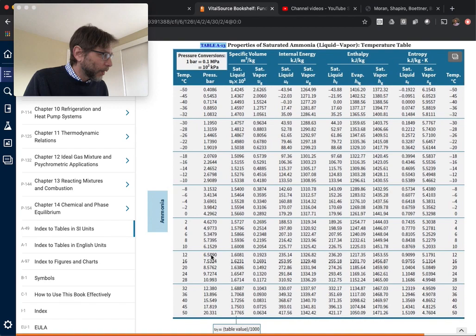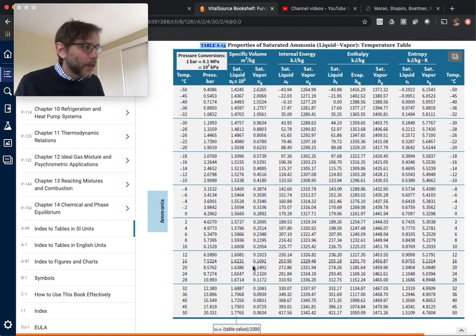So what are we going to have to find? We're going to have to find VF and VG. I'm just writing what we need to find. VF and VG are here at 20 degrees: VF is 0.001639 and VG is equal to 0.1492.